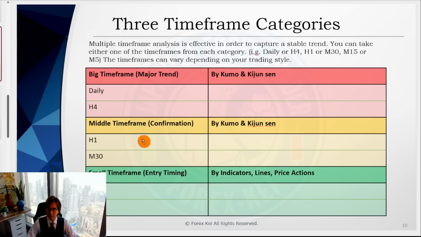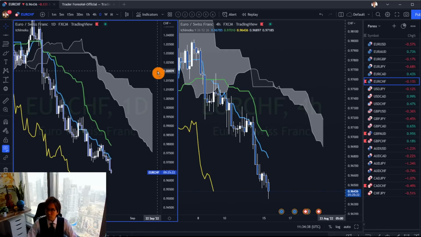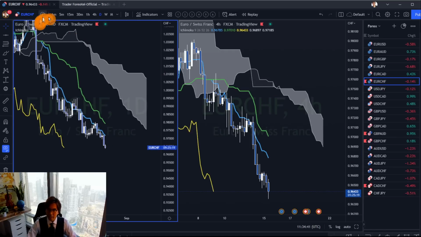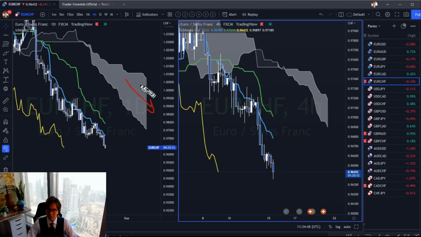So let me check some charts in TradingView. As we discussed in the previous video, we already marked some trading markets. So let's take a look at the Euro Swiss franc as an example. Again, on the left is the daily time frame and on the right is the 4-hour time frame. In this example, daily is down: Kumo is down, Senkou Span B is down, A is down, Kijun-sen is also down. And on H4, Senkou Span B is down, A is down, and Kijun-sen is also down.